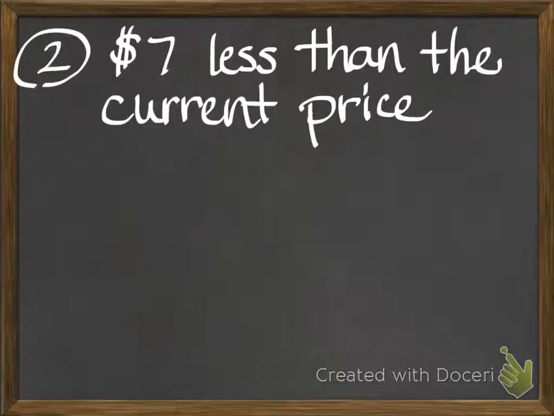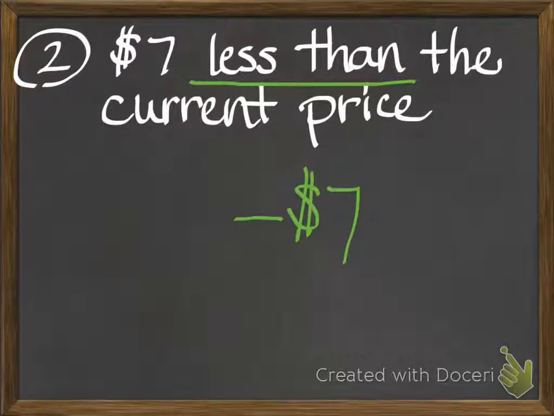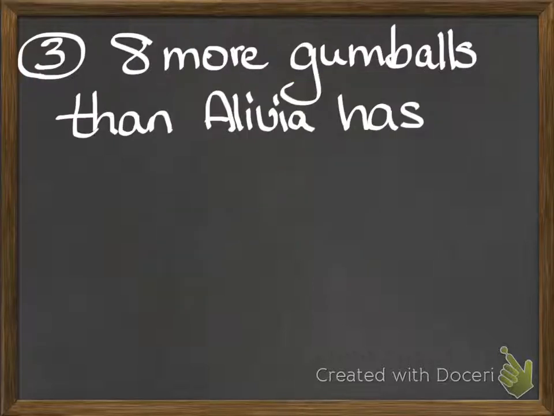Number 2, $7 less than the current price. Okay, I'm looking for my clues in here that tell me what operation to use, and I know that less than is a clue for subtraction. So $7 less than the current price. So if it's 7 less, then I know I'm subtracting 7 from the current price, and I'm going to use the variable p for that as well. Okay, so p minus $7.